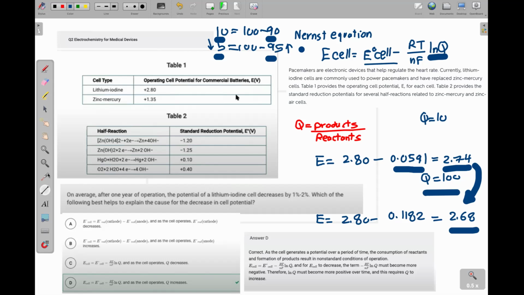As the cell generates potential over a period of time, the consumption of reactants and formation of products result in non-standard conditions of operation, and for E cell to decrease, this whole term must become more negative. So the ln of the Q becomes more positive over time, and this requires Q to increase.